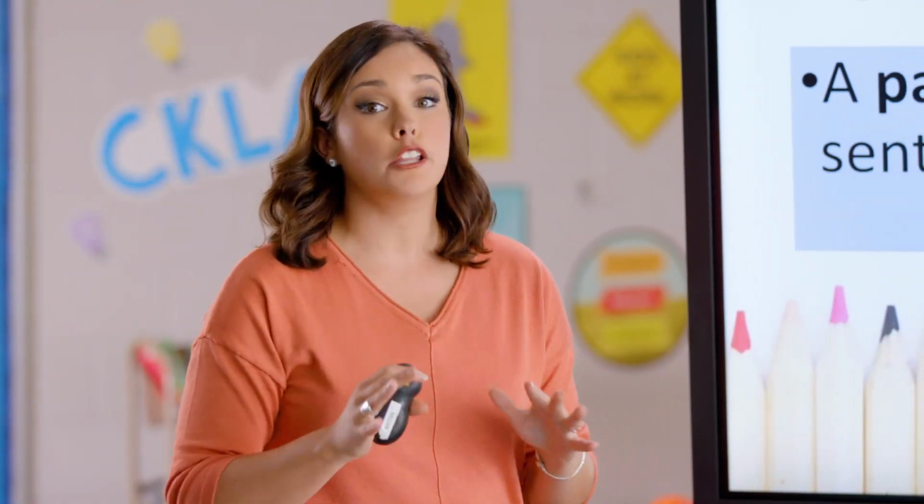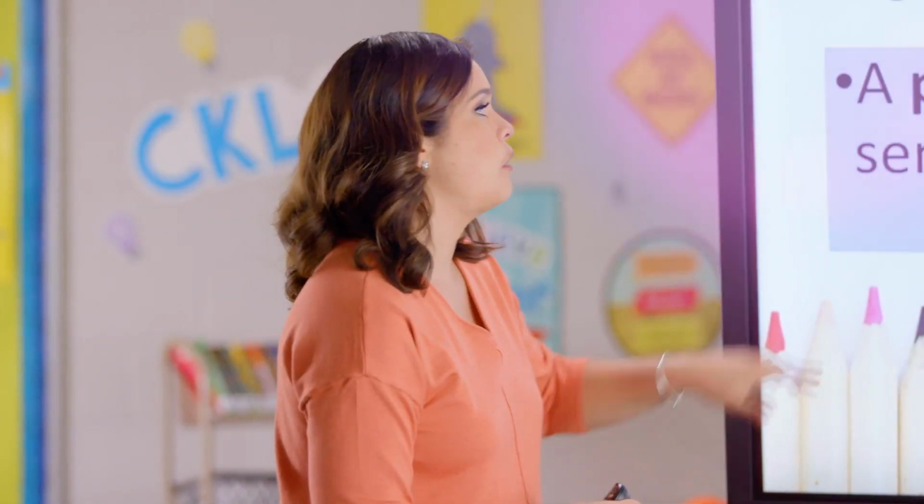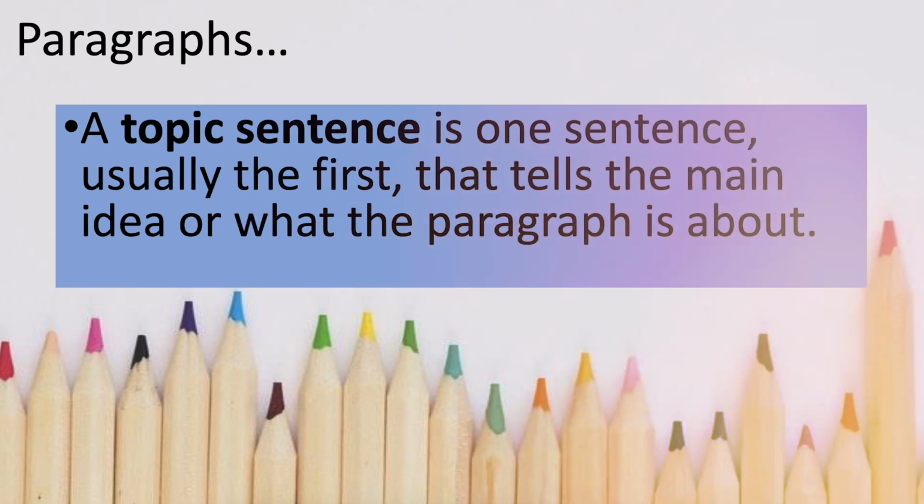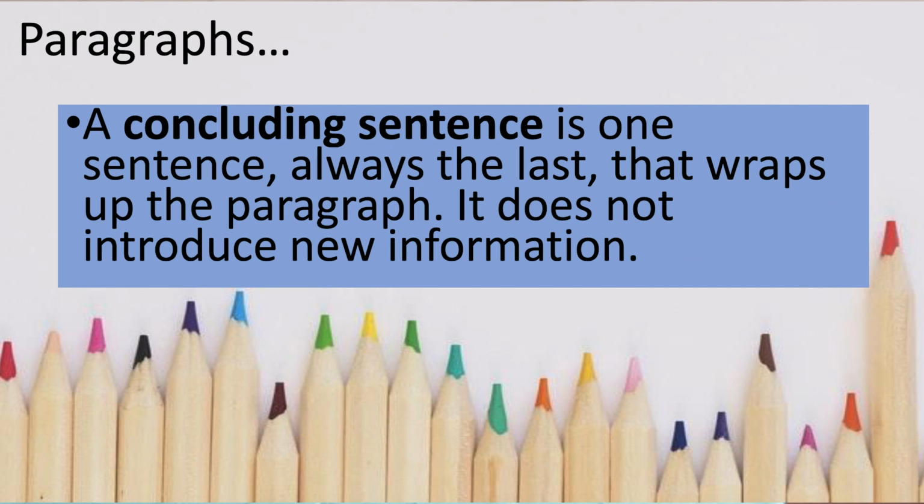We've been talking all about paragraphs, so you already know that a paragraph is a set of sentences on the same topic. We've also learned that a topic sentence is one sentence, usually at the beginning, that tells the main idea or what the paragraph is going to be about. And a concluding sentence is one sentence, always the last, that wraps up the paragraph. It doesn't present new information.